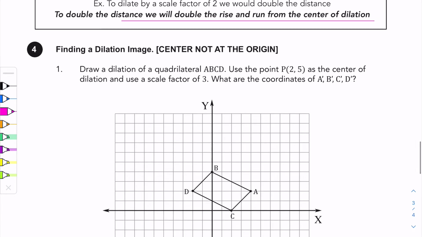This first problem says to draw the dilation of quadrilateral ABCD, this figure here, using the point P at 2, 5 as the center of dilation and the scale factor of 3.